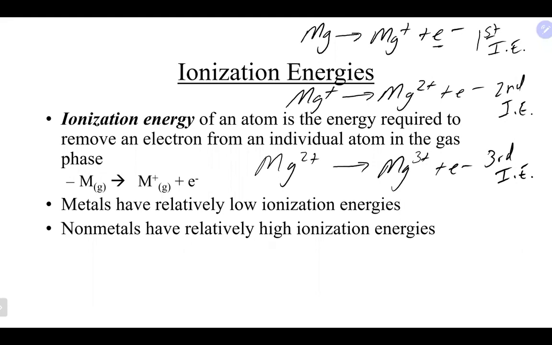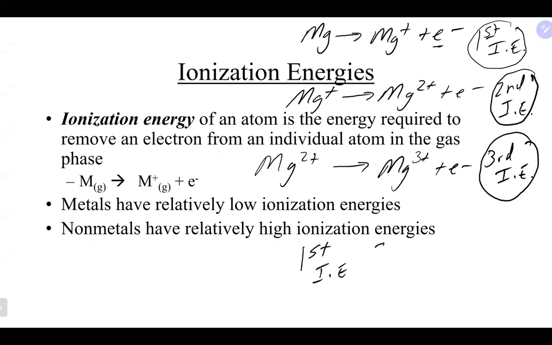So what we see here is the first ionization energy, not too bad. The second ionization energy increases as you take off the second electron, and the third ionization energy increases even more as you try to rip off the third electron as well. So the general trend between first ionization energy, second, and third is it increases as you keep on plucking off electrons. So what about magnesium here?